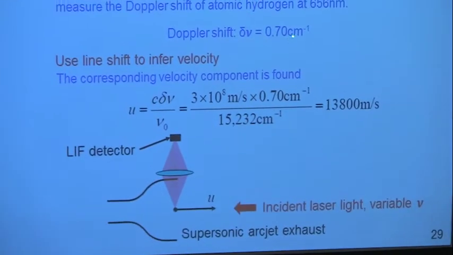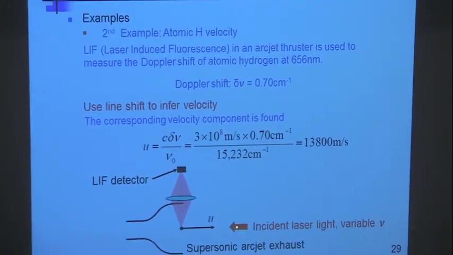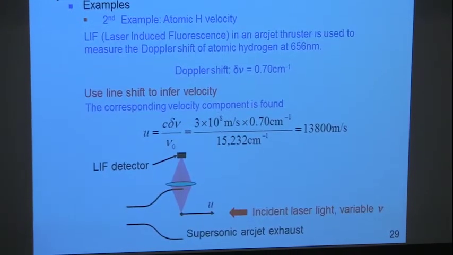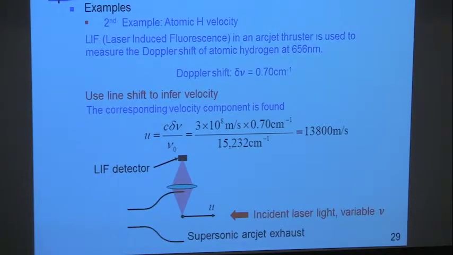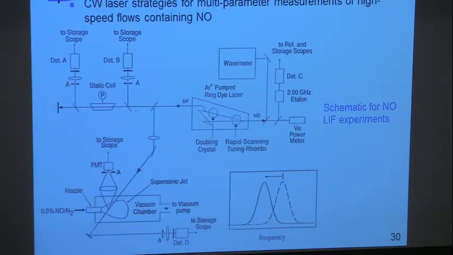In this case, we had to tune this laser 0.7 wave numbers to get to the peak of the absorption line. That shift allows us to calculate the velocity, and it was 14,000 meters per second. We've done this for velocities of up to 15 kilometers per second, and for velocities as low as 5 or 10 meters per second. The idea of the Doppler shift is pretty powerful, based upon just the shift of the apparent absorption line. Of course, it only gives you one component.